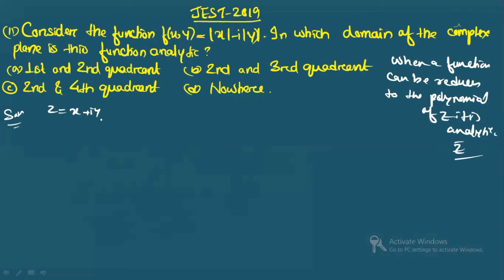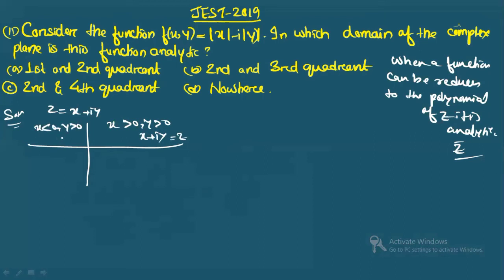This is the basic complex number z. So in the first quadrant, x is greater than 0, y is also greater than 0. So here you write x plus iy, so this is z. In the second quadrant, x is less than 0, but y is greater than 0. That is x minus iy, so this is z bar.